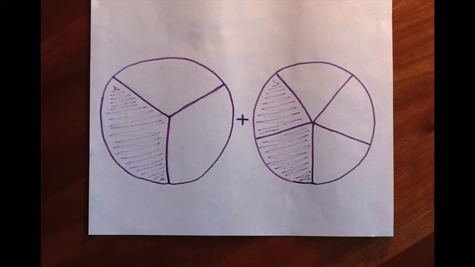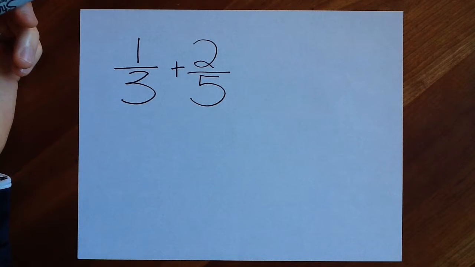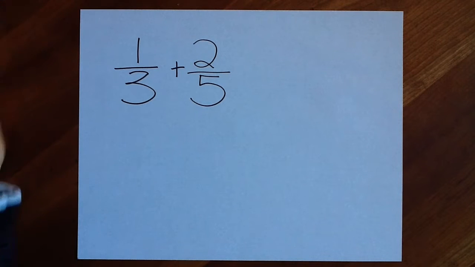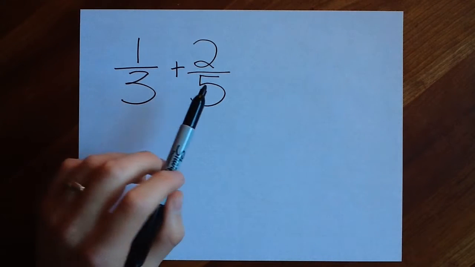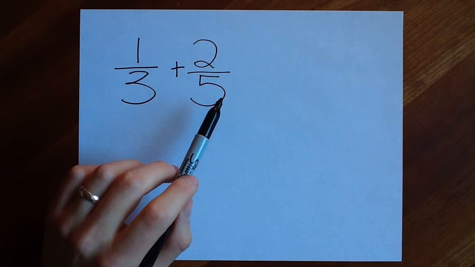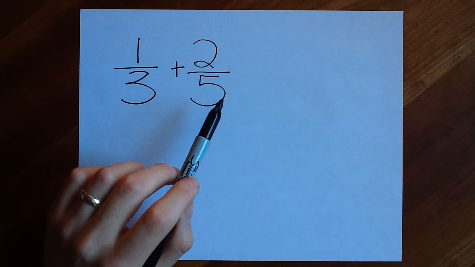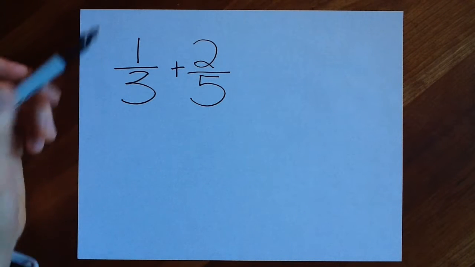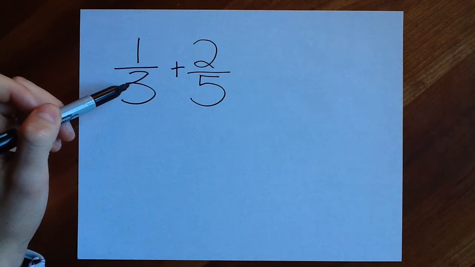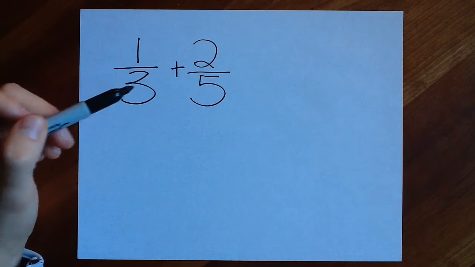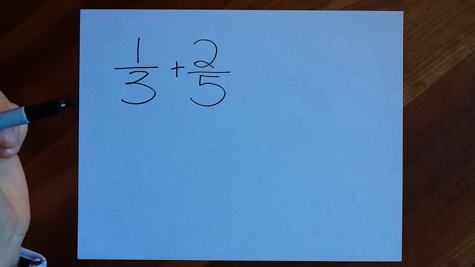Now that last problem was an easy one. It gets a little trickier in this example, but our plan stays the same. We have 1/3 plus 2/5. We start by finding common denominators. Our first fraction is 1/3, so let's write out multiples of 3, this fraction's denominator.